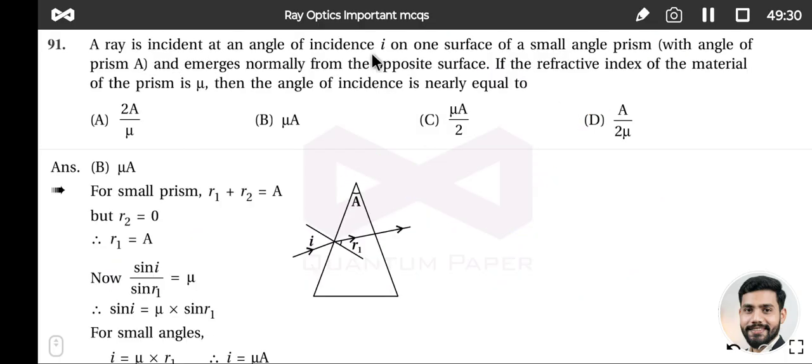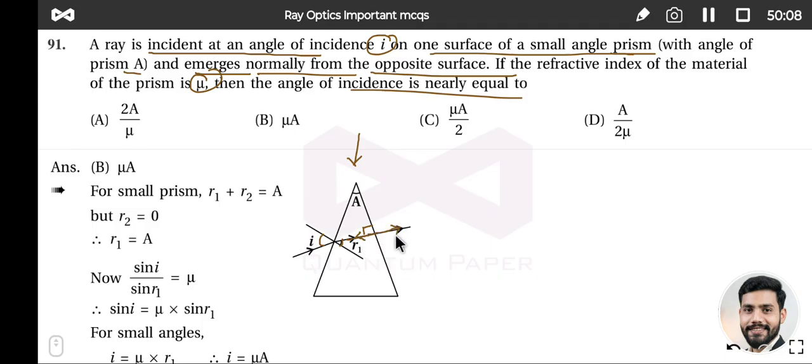A ray of light is incident at angle of incidence I on the surface of a small angle prism with angle of prism A and emerges normally from the opposite surface. If the refractive index is mu, then the angle of incidence will be nearly equal to what? Remember some tricks to solve this type of question. Whenever light enters like that with incidence angle I and refraction angle R, and on the second surface it falls perpendicularly, either it retraces its path or it goes outside normally.